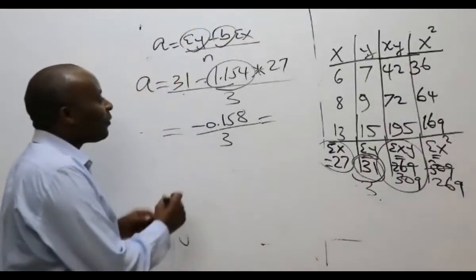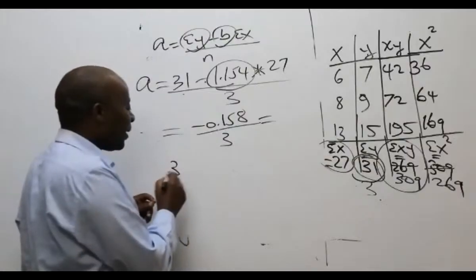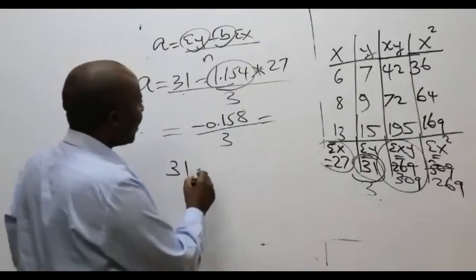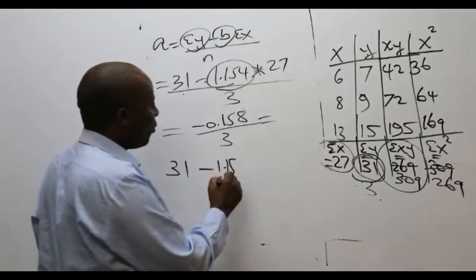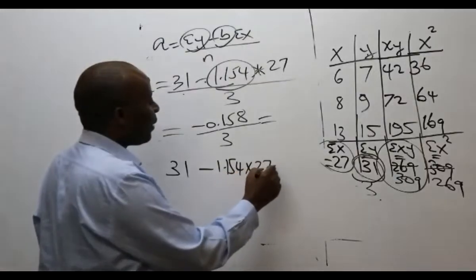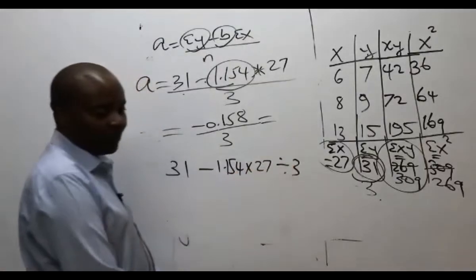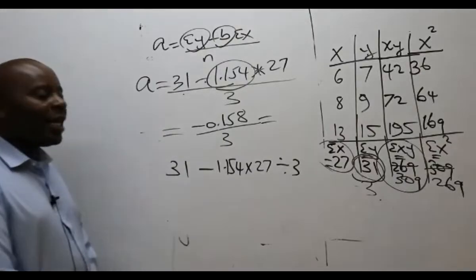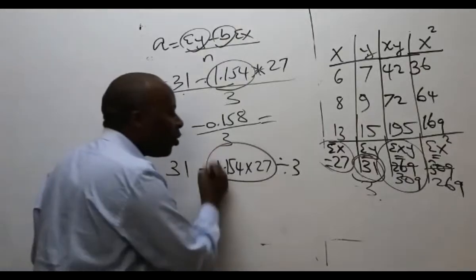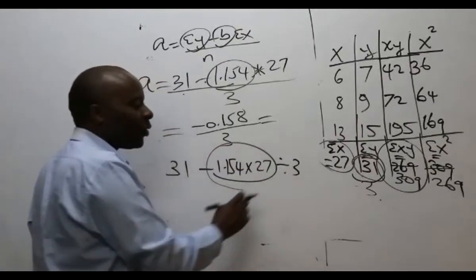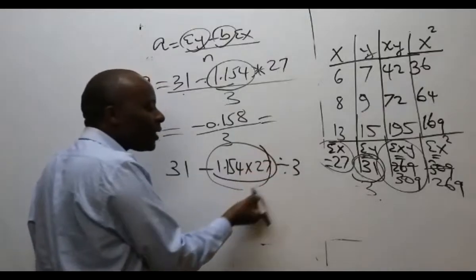Utapata mwanafunzi wengi hata Fatima akifungua roho vizuri aseme, anasema kwa calculator 31 minus 1.154 times 27, alafu anasema divide by what? By 3. So unakuta calculator yake imepick this alone to be divided by what? And you see this 3 is supposed to be a divisor for both.